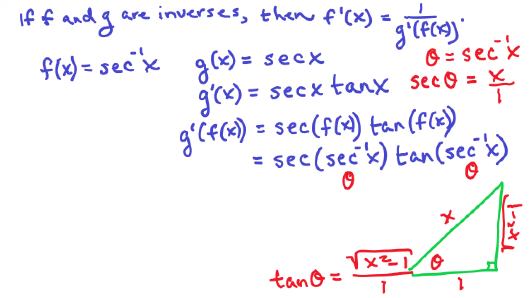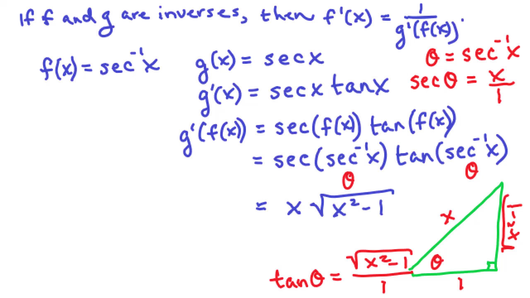So now we can go ahead and substitute. The secant of the inverse secant of x will just be x, which makes sense because secant and inverse secant are undoing one another, just leaving us with x, and then multiplied by the tangent of theta, and that is the square root of x squared minus 1.